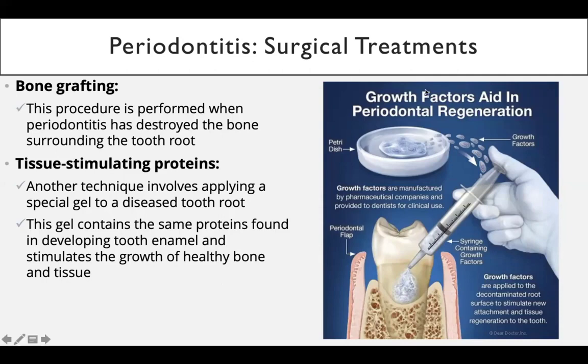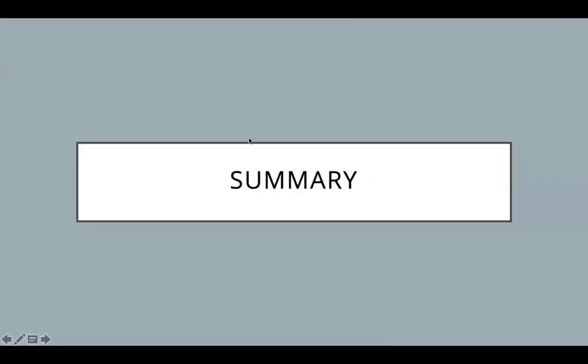So on the right side you see some lab grown growth factors in the petri dish. They put them in the syringe in gel form. This syringe contains growth factors, and a periodontal flap is created by a vertical incision, and then growth factors are induced to regenerate and heal the damaged tissue. Okay, now we go towards the end part.